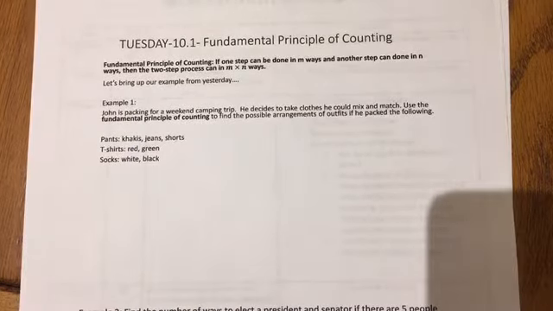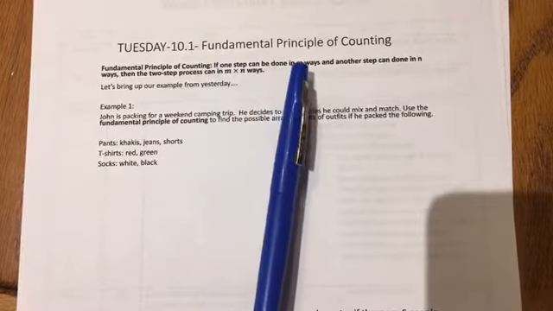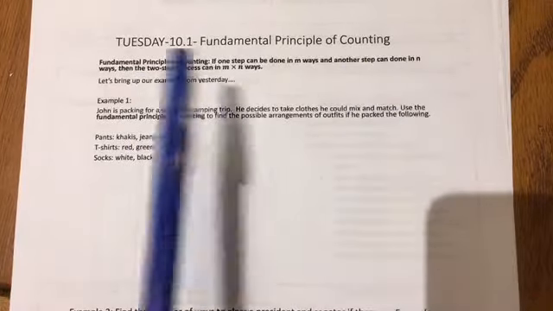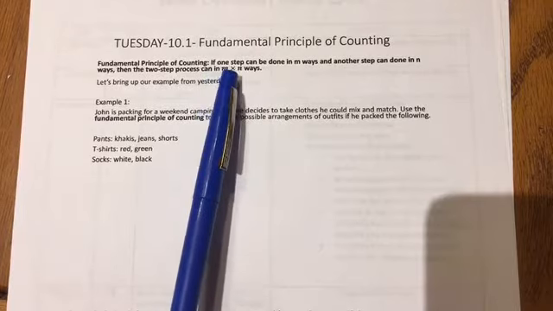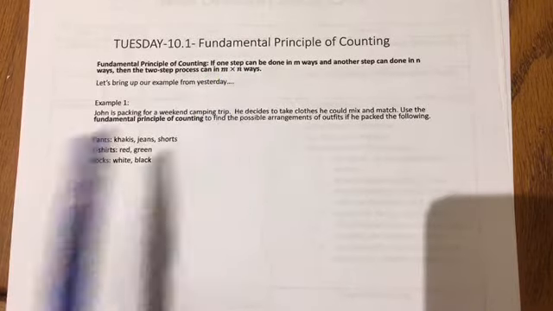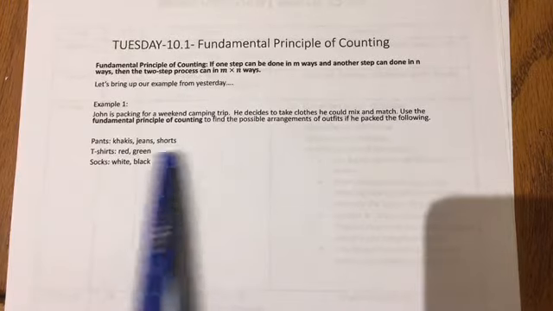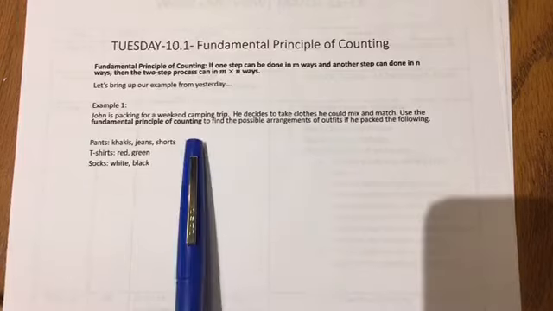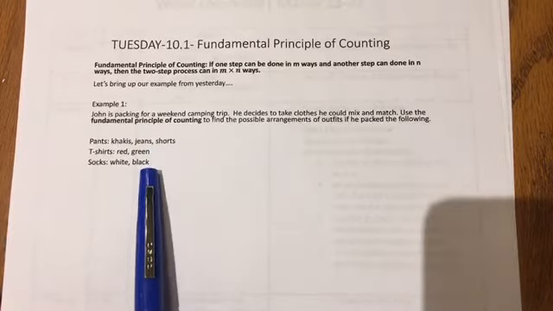I'm going to read it, and it may sound a little confusing, but then we'll talk about it. If one step can be done in M ways and another step can be done in N ways, then the two-step process can be done in M times N ways. So again, we have the same problem. We want to know how many different possible arrangements of outfits he can make if he has 3 pairs of pants, 2 shirts, and 2 pairs of socks.